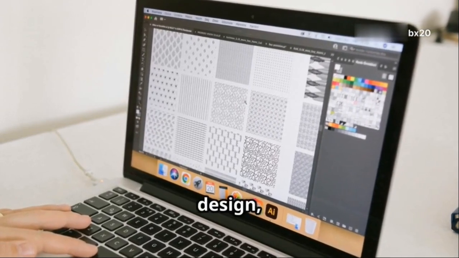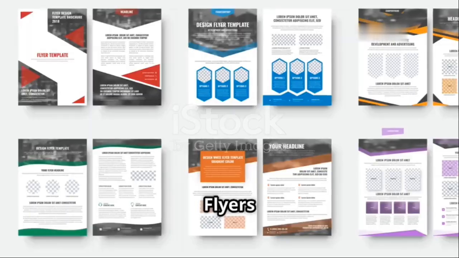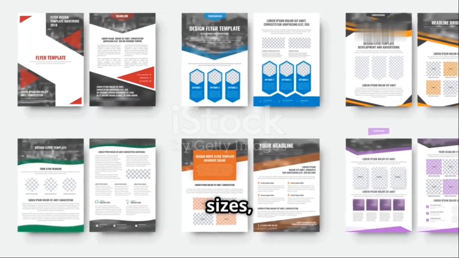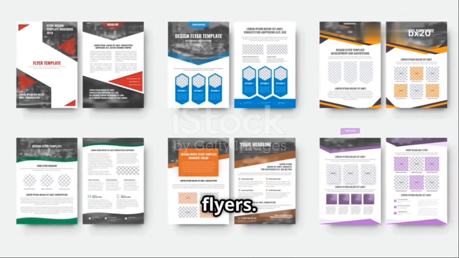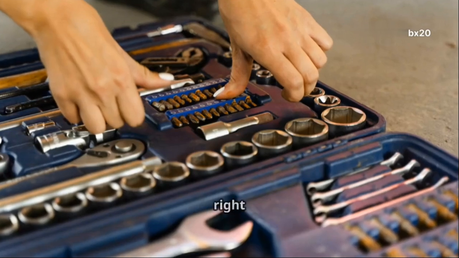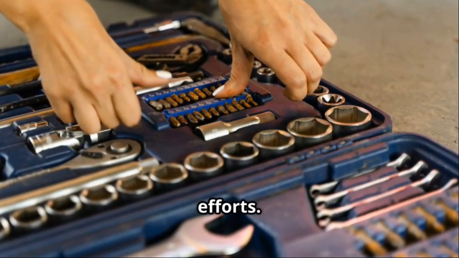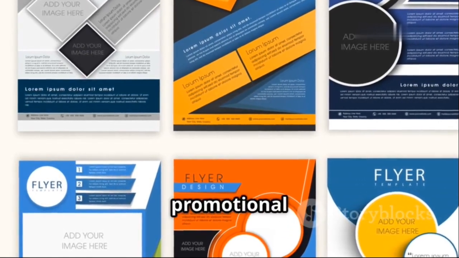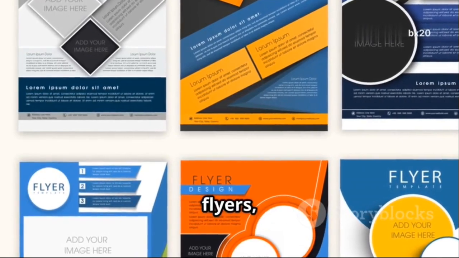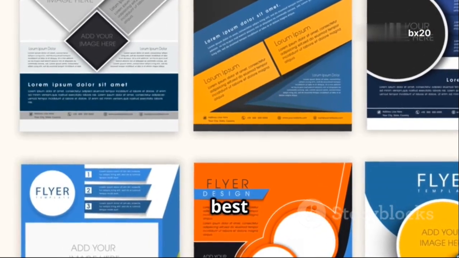Before we jump into design, it's crucial to understand the different types of flyers available. Flyers come in many shapes and sizes, each serving a unique purpose. Let's talk about the different types of flyers. Think of it like choosing the right tool for the job. The right flyer can make all the difference in your marketing efforts. We'll focus on 4 main categories: event flyers, promotional flyers, informational flyers, and social media flyers. Each has its own strengths and best use cases.